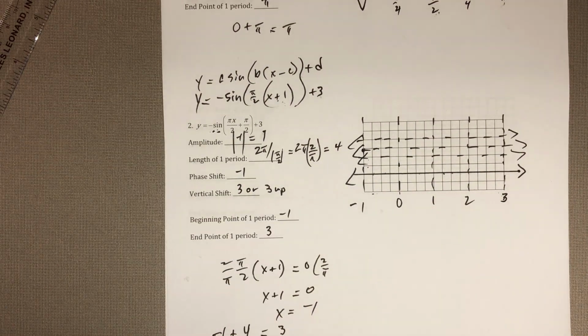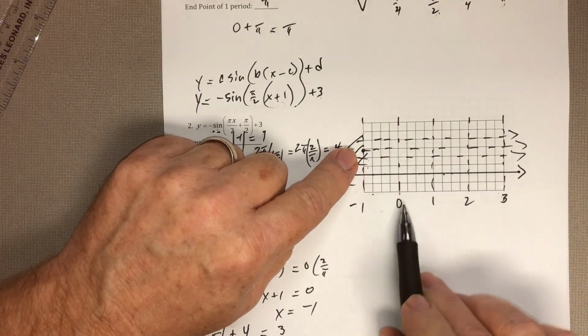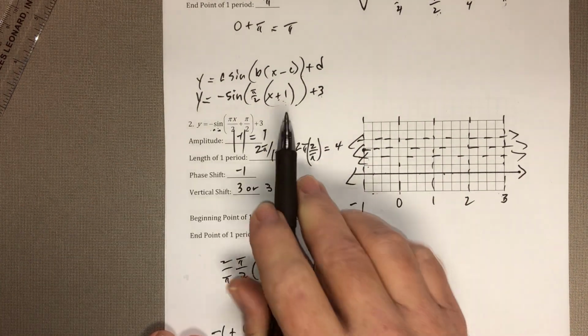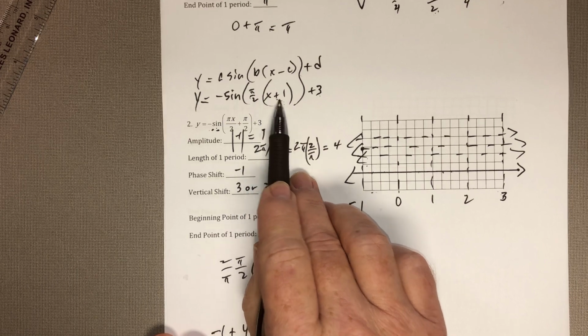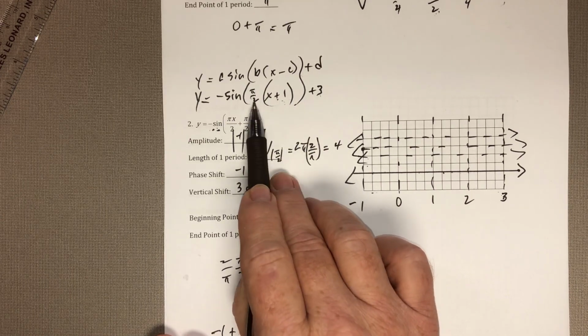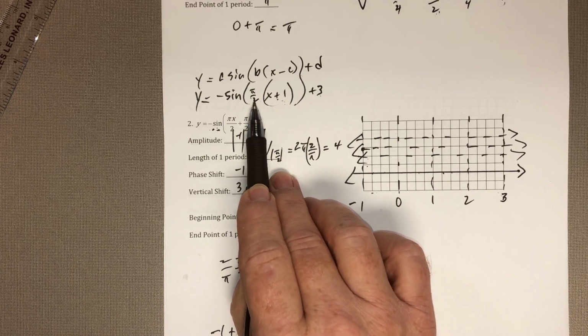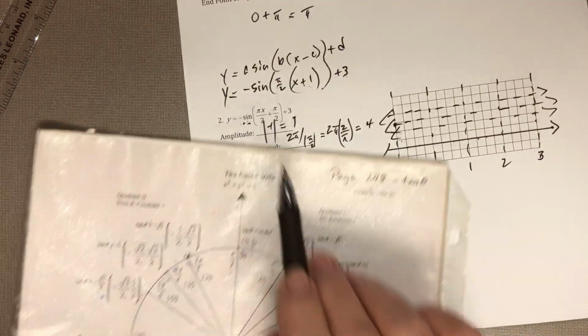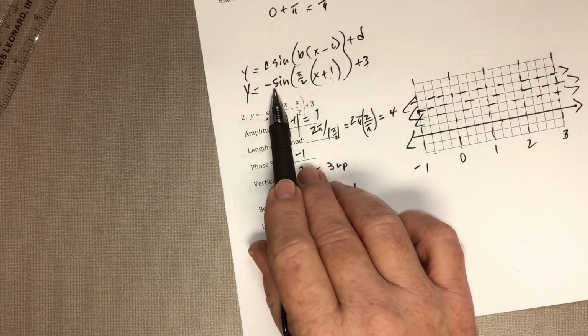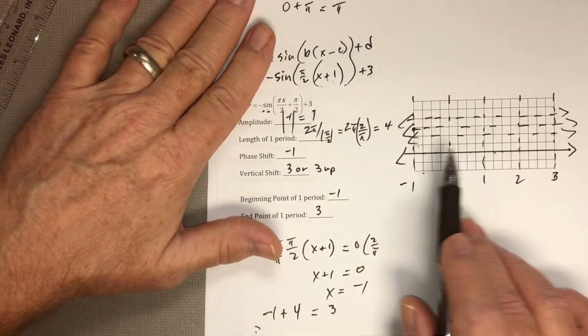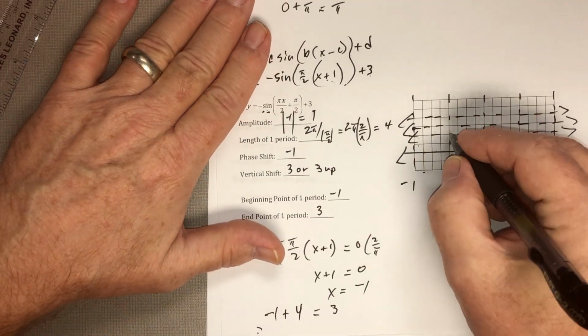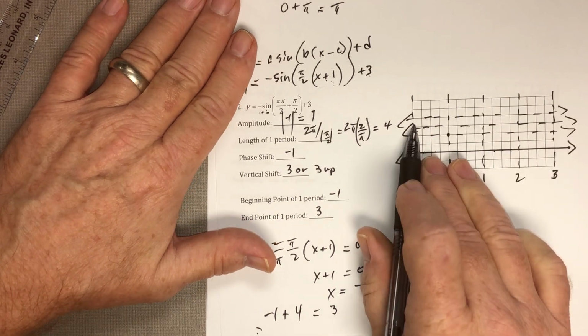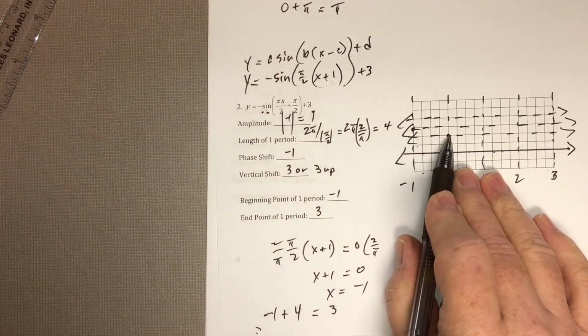Absolutely. Now over here, I'm going to put in a 0. If I put in a 0 right here, 0 plus 1 is 1. 1 times pi over 2 is pi over 2. And the sine of pi over 2 is 1, all right? And the opposite of that is -1. And -1 plus 3 is +2. So it would be up here at this point right here. So it's going from the midline down to the line containing the maximums.